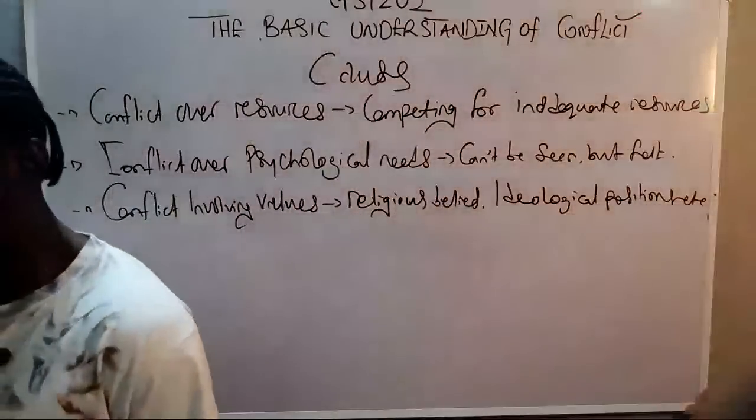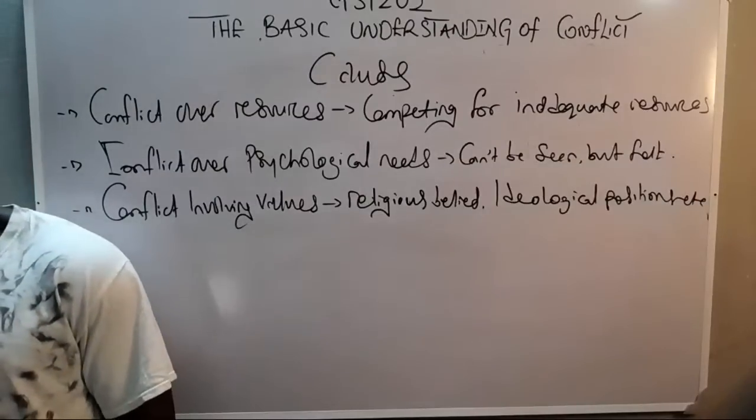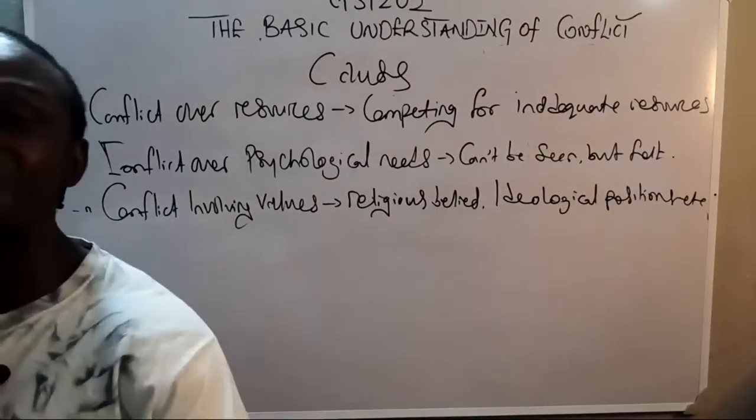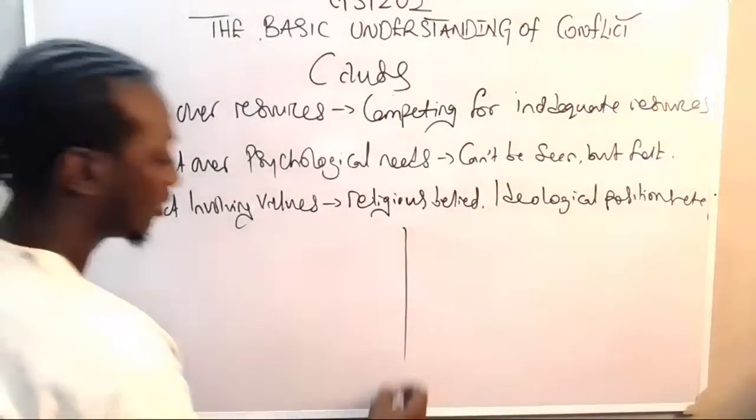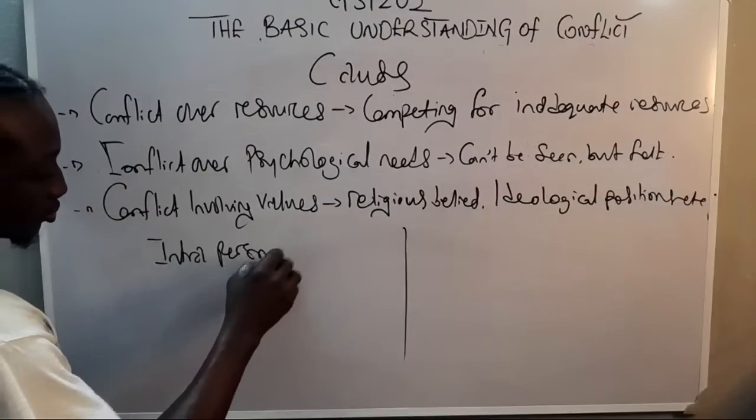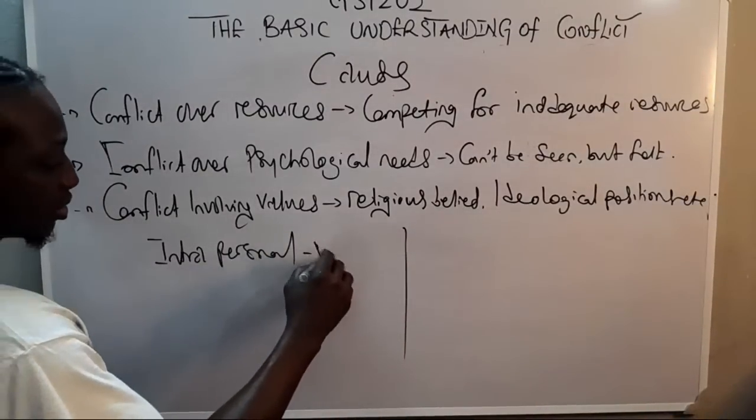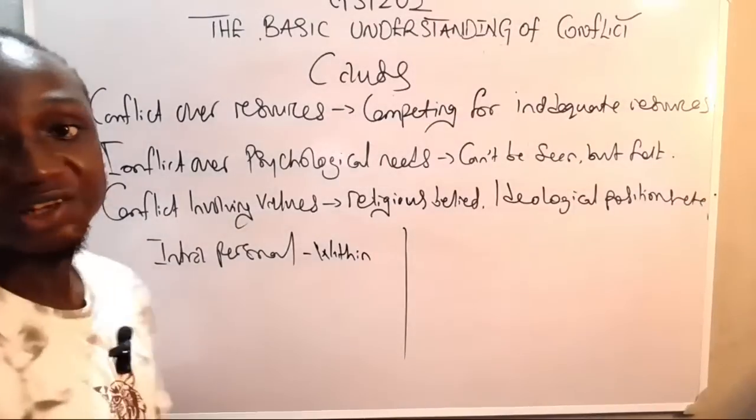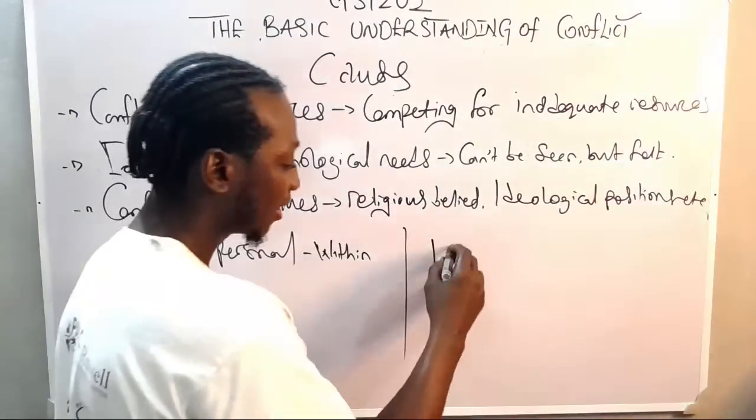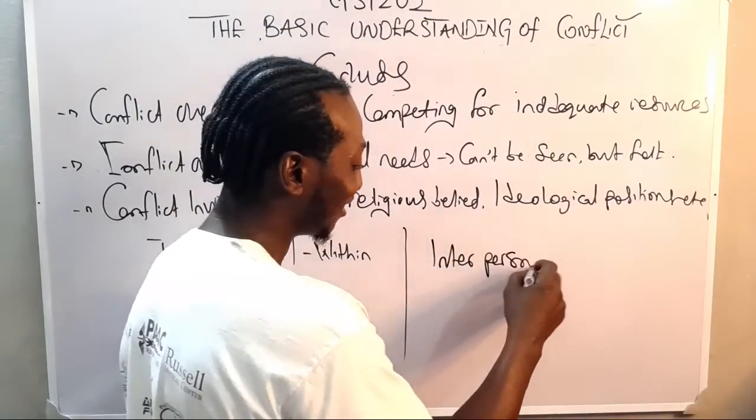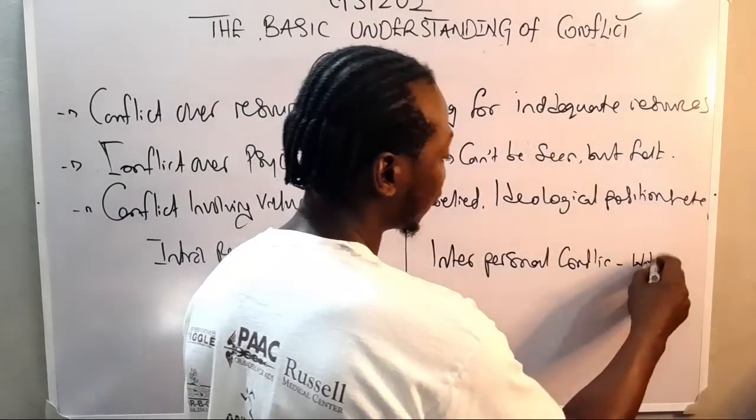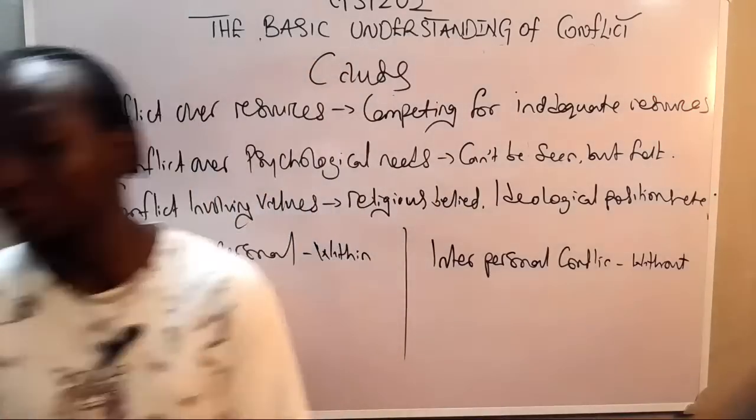I want us to quickly touch on the types of conflict, where we have the intrapersonal conflict. This is conflict that occurs within an individual. When you see intra, it means within, the conflict that occurs within. When we say interpersonal conflict, we are talking about conflict without, meaning conflict that happens between one or two persons.